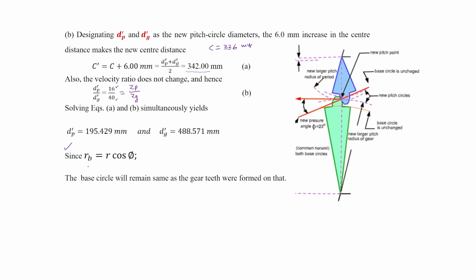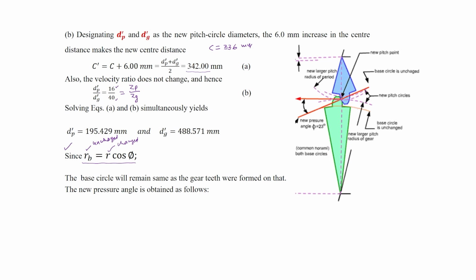The base circle will remain unchanged, and this R is changed, and this will remain unchanged. This has changed, and so this phi will change to make it unchanged. The base circle will remain same as the gear teeth were formed on that.